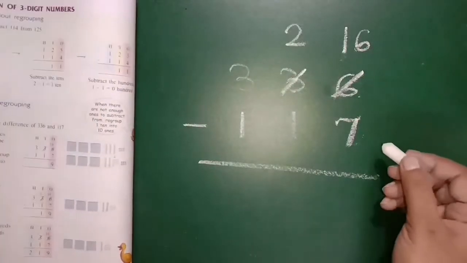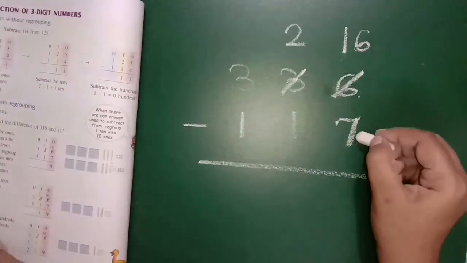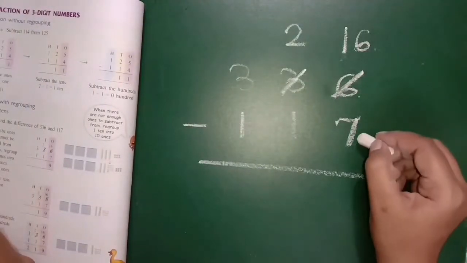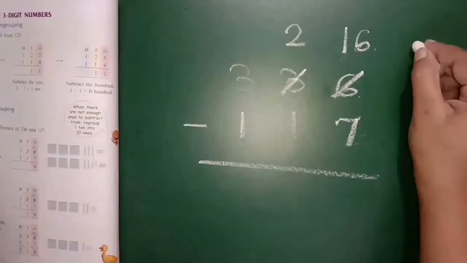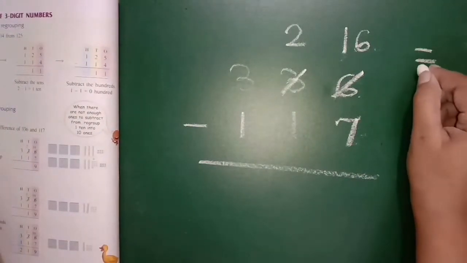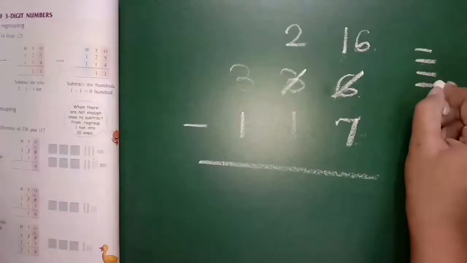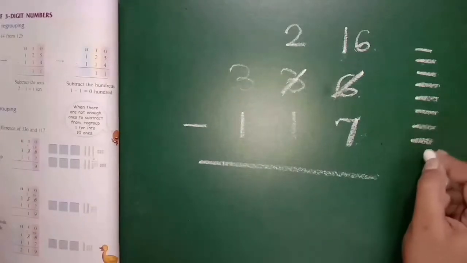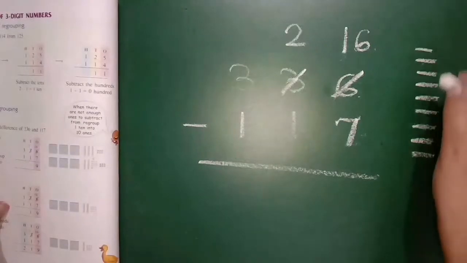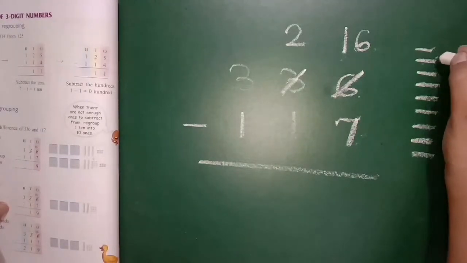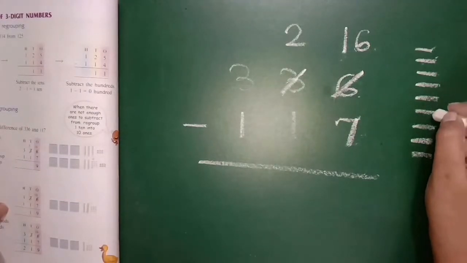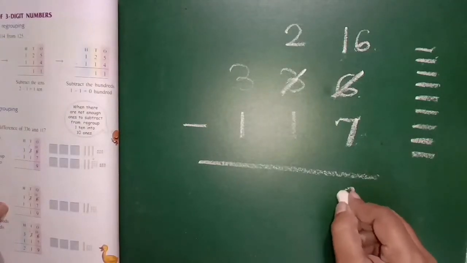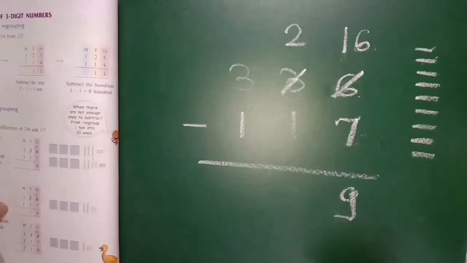So count to 16 after 7. Okay. 8, 9, 10, 11, 12, 13, 14, 15, 16. How many lines are here? 1, 2, 3, 4, 5, 6, 7, 8, 9. Okay. So write here 9. Got it?